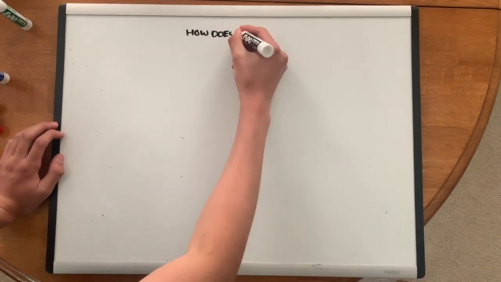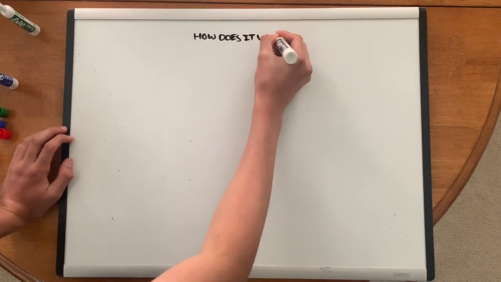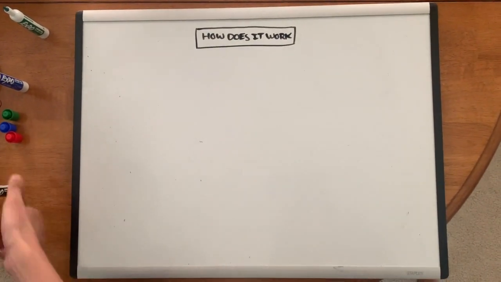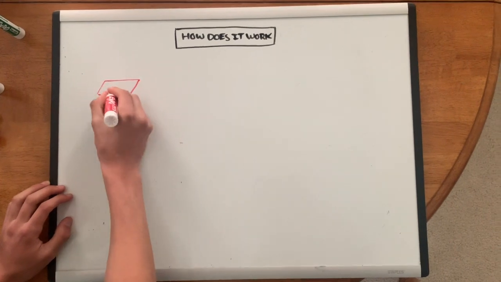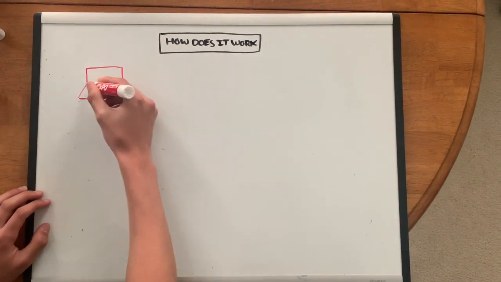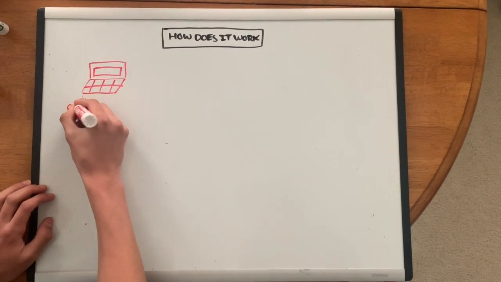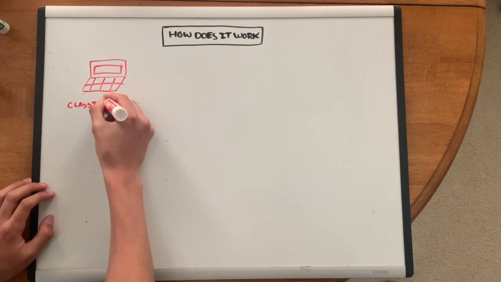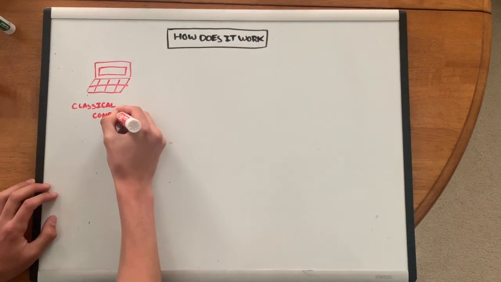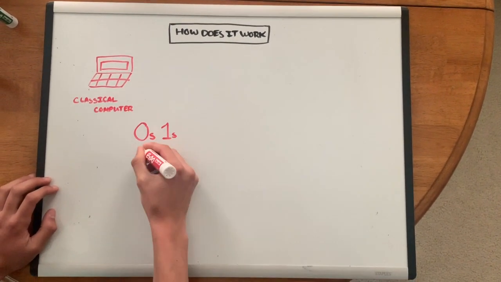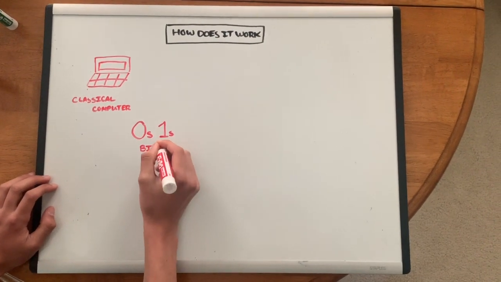So how do quantum computers even work? Well, to understand this, we first have to understand how classical computers work. Now, classical computers are actually a lot simpler than many people think they are. All they do is receive a set of instructions in the form of zeros and ones and interpret those zeros and ones into something that we can understand. Now, these zeros and ones are known as bits.